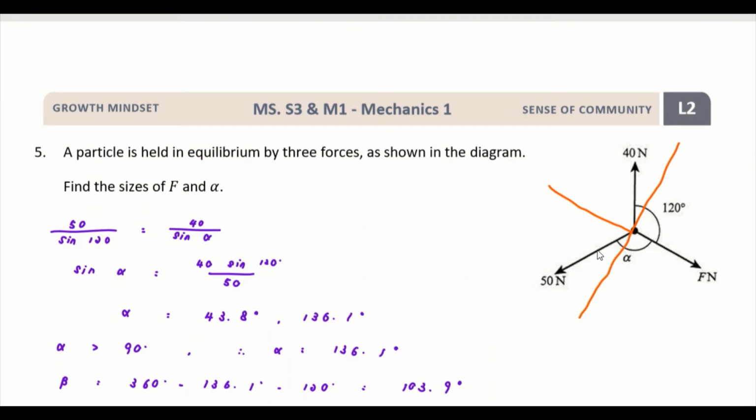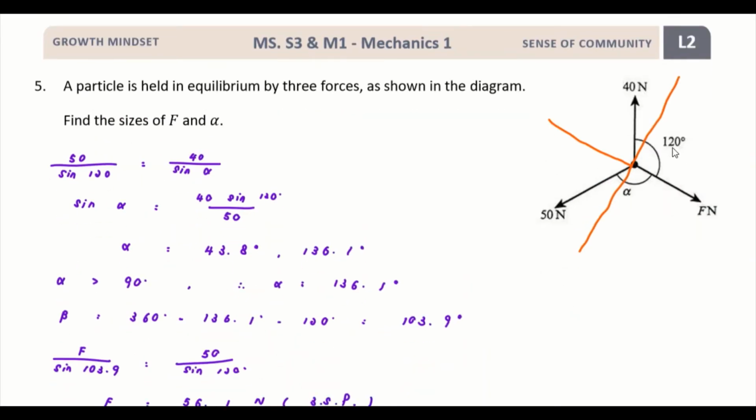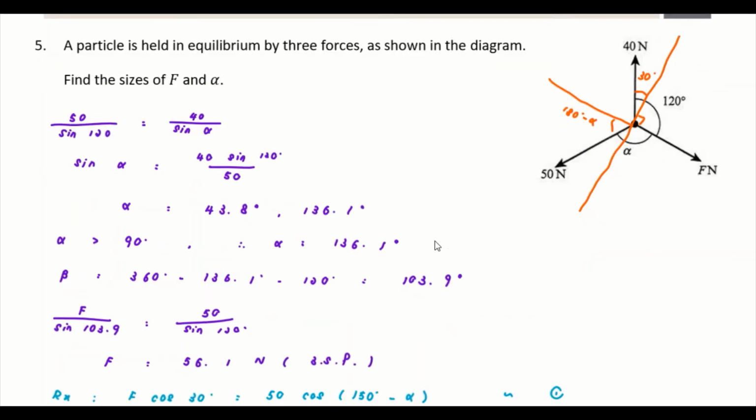Okay, so which means what we have here is just by looking at the two forces, the 40 Newton and 50 Newton. Similarly, we have 120, right? So if in this direction and this is perpendicular, which means this is 90. By doing some simple calculation we can get 30 here. So how about this one? We can always use the angle here. So this is 180 minus alpha. You can realize that we have only one unknown.